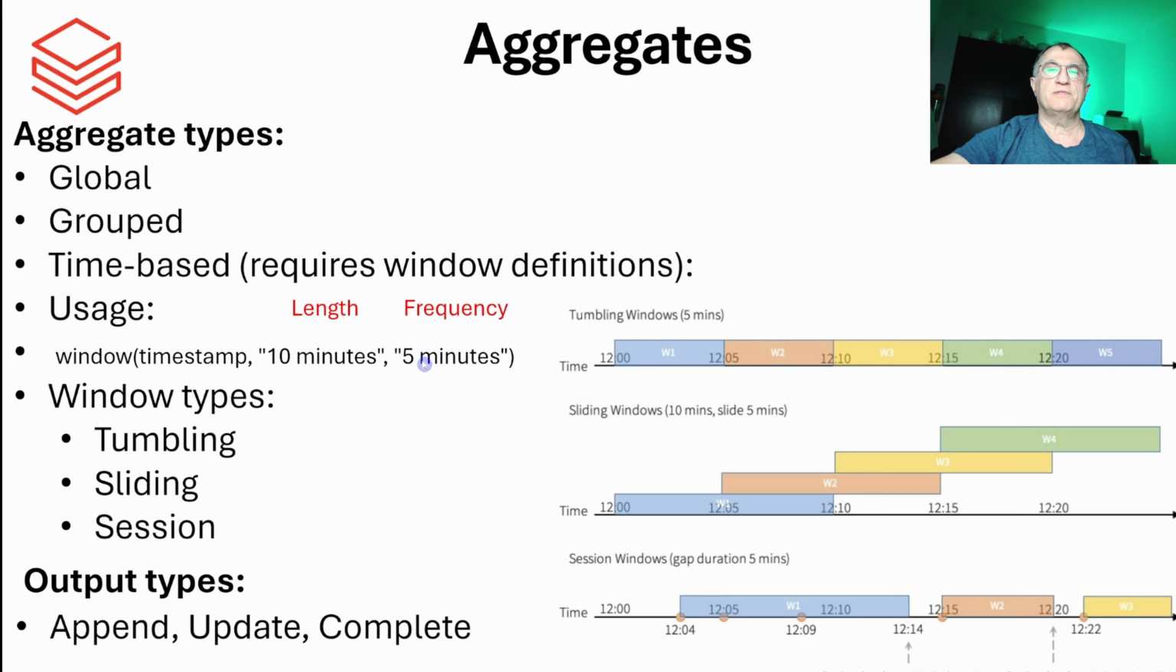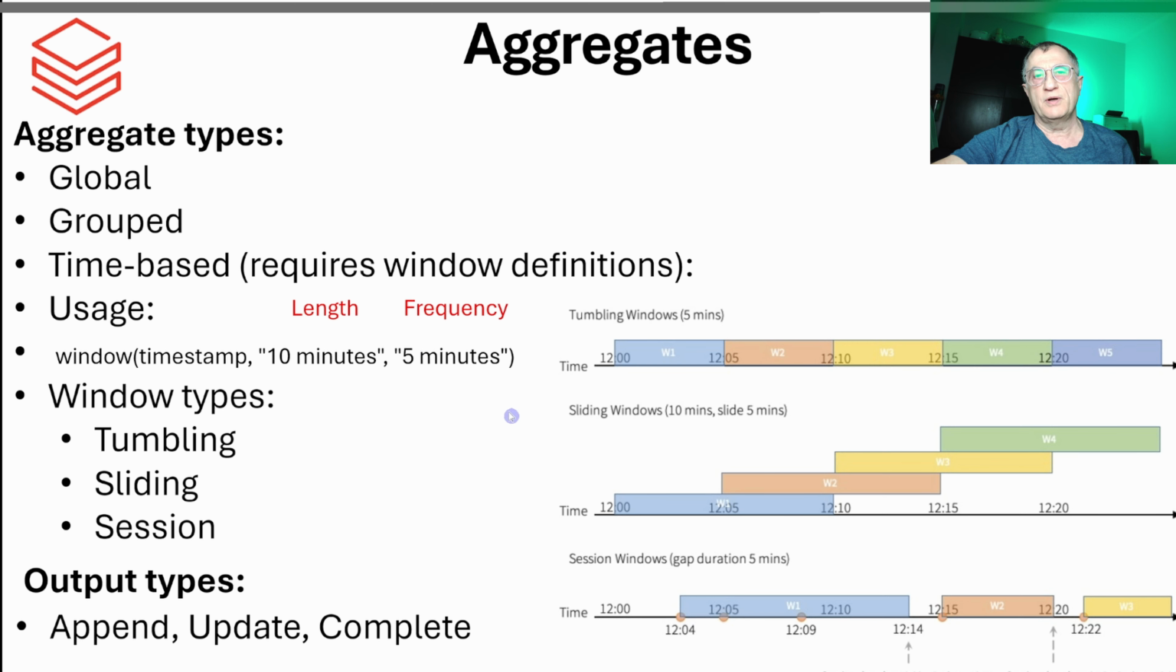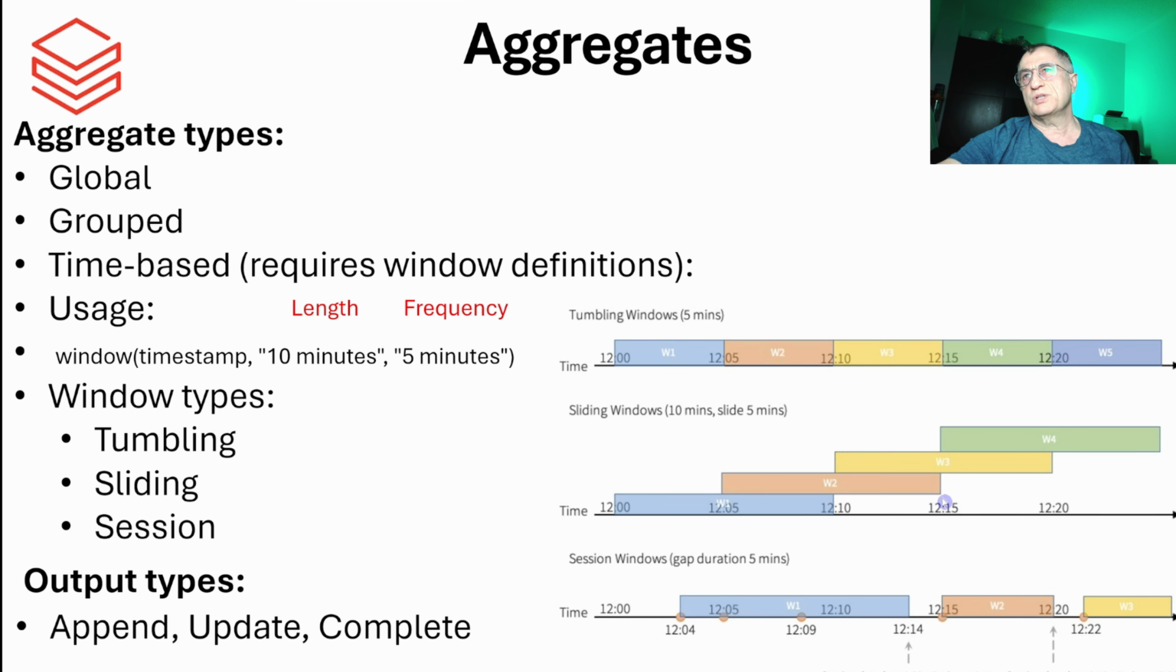Based on comparative values of length and frequency, you will get different types of windows, which you can see on the right-hand side of this slide, which I have borrowed from the Spark official documentation. So the simple window type is called tumbling, where you have window length equaling its frequency. So for example, here you have 5 minutes long windows triggered every 5 minutes. So with this kind of windows, there is no overlap.